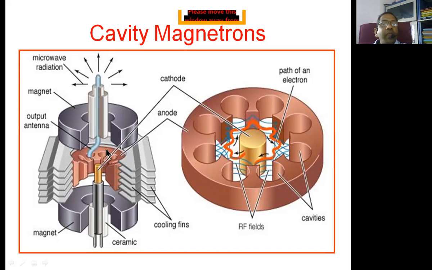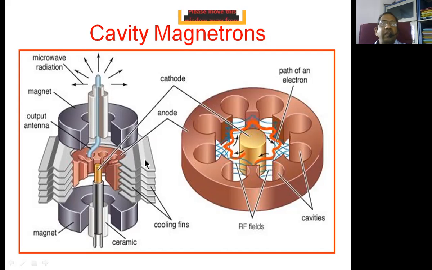And these are nothing but the cavities. See this brown kind of thing here, these are known as the cavities. Now you can collect the output from any one of the cavities. At one of the cavities we collect the output, which is nothing but the microwave radiation. If you see this particular rod, this is the output antenna, and using this antenna we take the output.